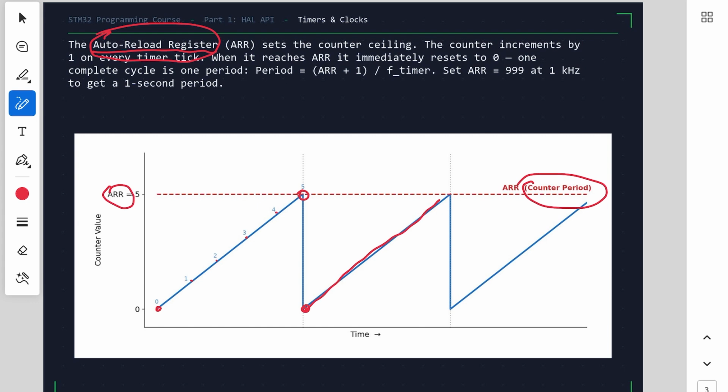So we covered all the fundamental topics in timers. Next, we switch to CubeMX to configure the timer. So let's see how it works.